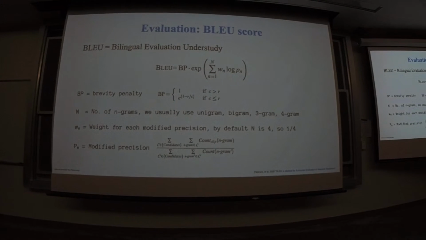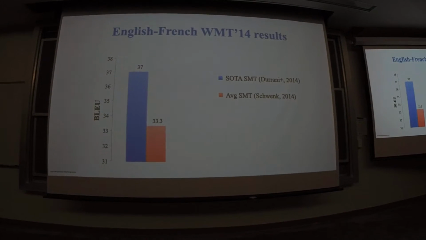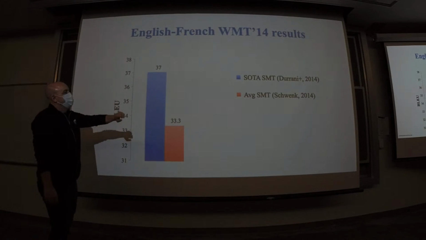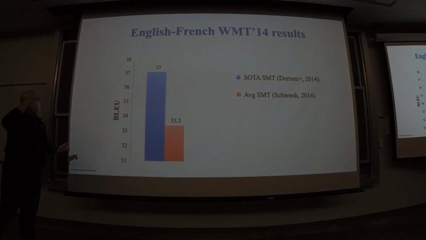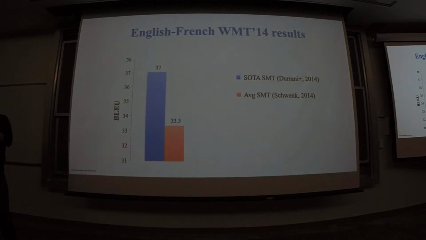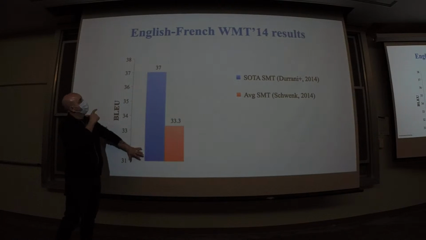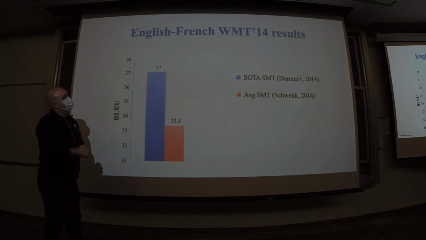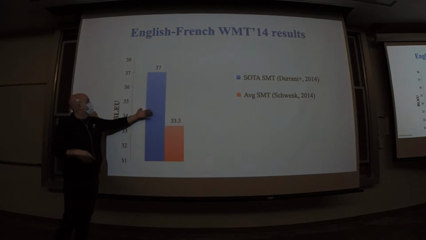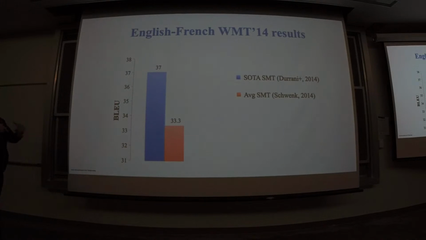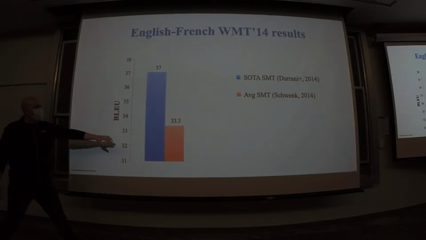Okay, so knowing a bit about that, we can look at this and say, okay, up to 2014, SMT stands for statistical machine translation. So this is machine translation, but not with neural networks. This is state of the art using statistical models of language, however that was done. And state of the art for this English to French task got a BLEU score of 37. And on average, these sorts of systems would get something like a 33.3.